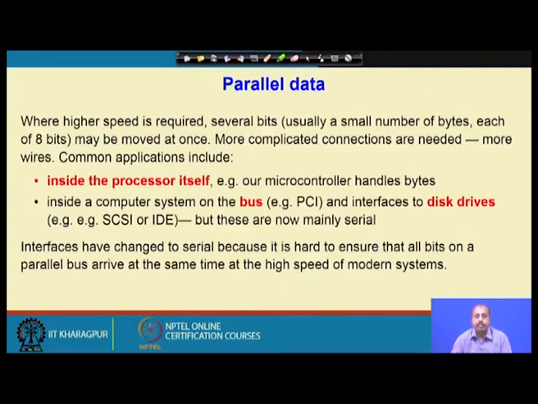You are expecting 8 bit data, but if it is coming through 8 parallel lines, there is a possibility that these 8 parallel bits will not arrive at the same point of time. So there may be a synchronization problem between these 8 bits. It is better that we go for serial communication, where the transmission will be done serially. And also there are other effects like crosstalk between the parallel lines, which affects the logic value that you are sending over the bits.